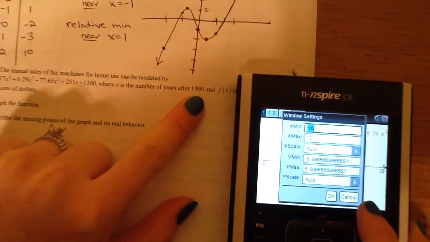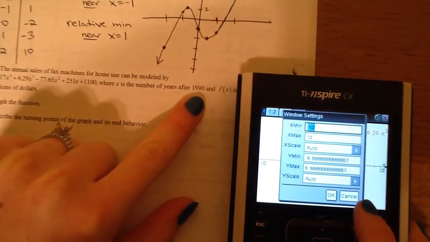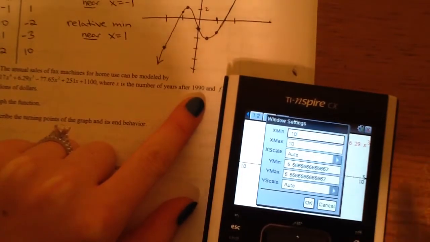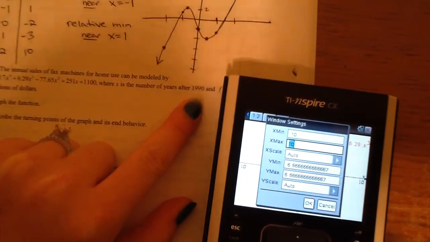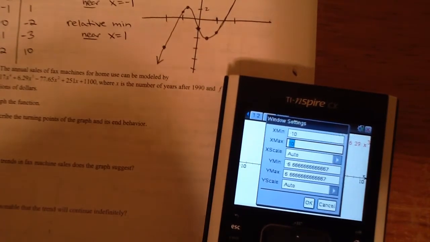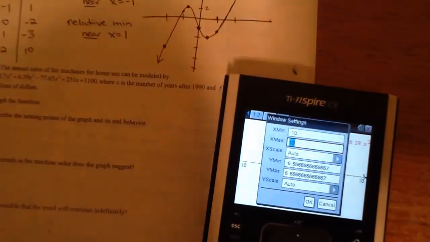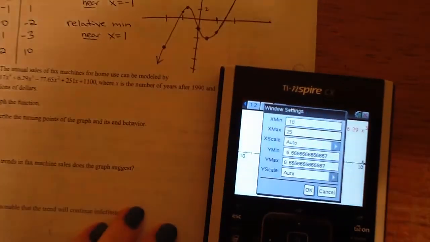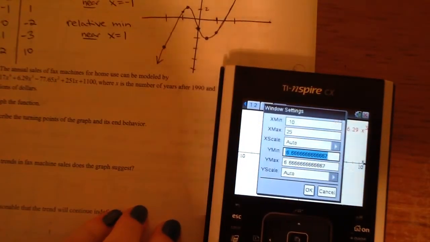Okay, so we could still tell time before 1990, so I guess negative 10 would be good, because negative 10 would go back to 1980. Now, if we go down here, it's the x max, it's only 2014, just about 2015, so the most we can go is 25 years after that, because then we'd be going into the future. So hit tab a couple times.